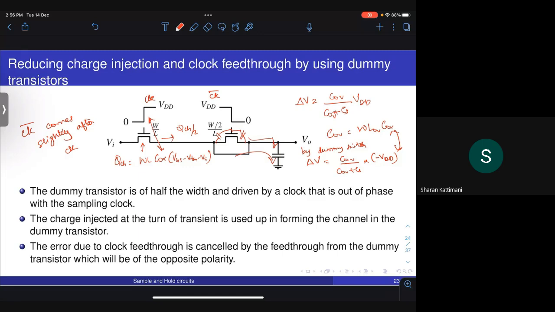Okay, so this basically reduces the sampling charge feed through as well as clock injection to a reasonably good extent. And its design requirements are much more relaxed compared to using a transmission gate type NMOS and PMOS combination.